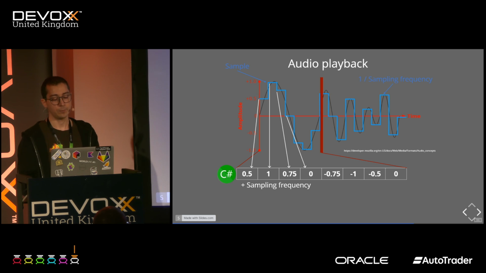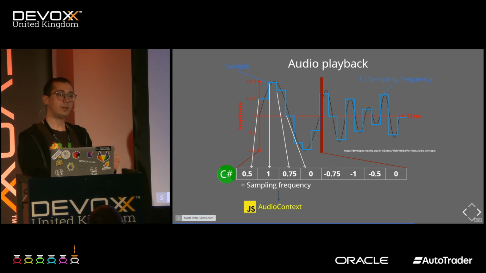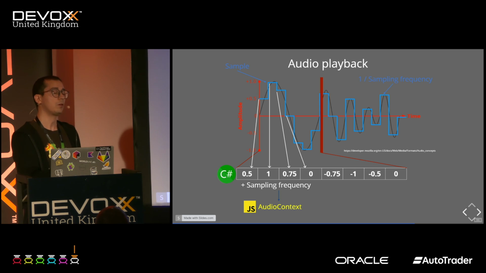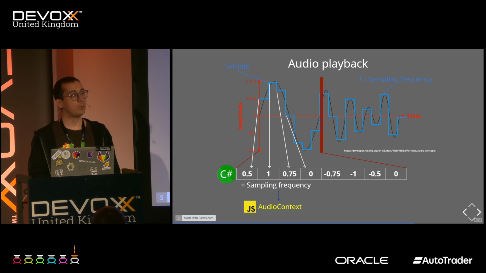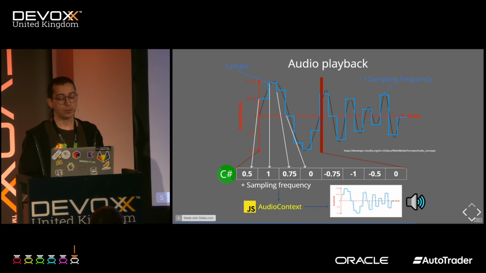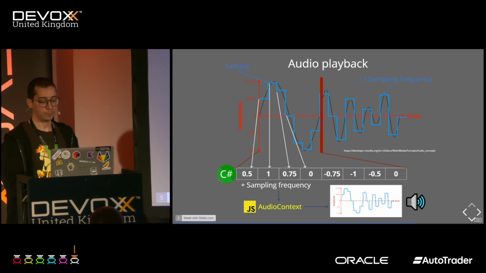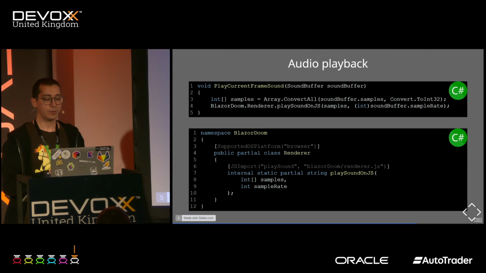This is computed in C# by the Doom engine. You send this into JavaScript, and give this information to the AudioContext. It comes from the Web Audio APIs. With the samples and the sampling frequency, the AudioContext can rebuild the wave, and you can hear the sound in your speakers. So how was this implemented?